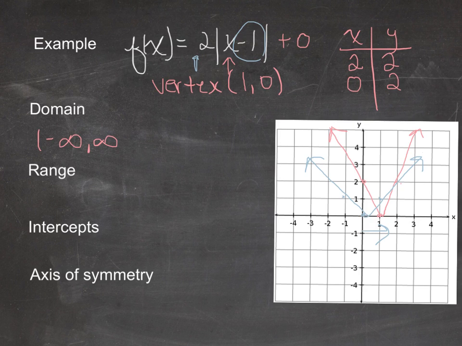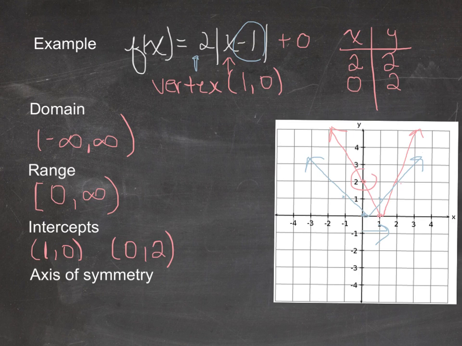infinity. Again, I can choose any values for x, not going to have a problem there. The range is again from 0, 0 is the lowest point of my vertex, but I can go all the way up to infinity. My intercepts, I have 2 intercepts. I have an x and a y intercept. So my x-intercept is that vertex at 1, 0, and my y-intercept, I can see it here, is at 0, 2.